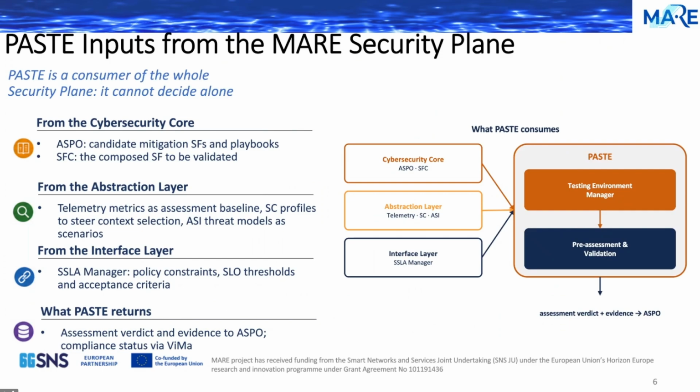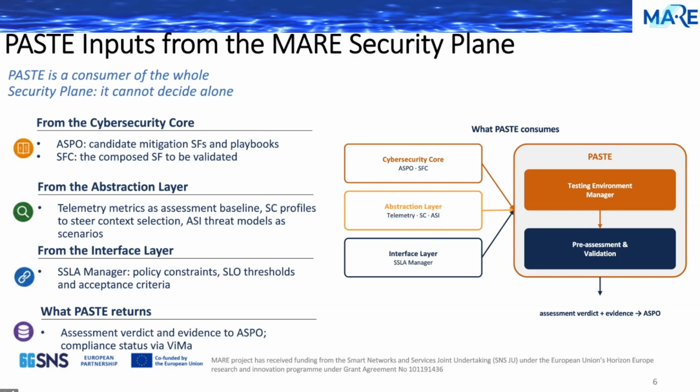Now the PACE input from the MARE security plane. The philosophy is for PACE to be a consumer of the whole security plane, not taking decisions alone. From the cybersecurity core, the adaptive security policy orchestration, we get the candidate mitigation security functions and playbooks, the security functions to be composed. From the abstraction layer, we get telemetry metrics as an assessment baseline, system characterization profiles to steer the context selection, and the attack surface identification and threat model as the scenarios.